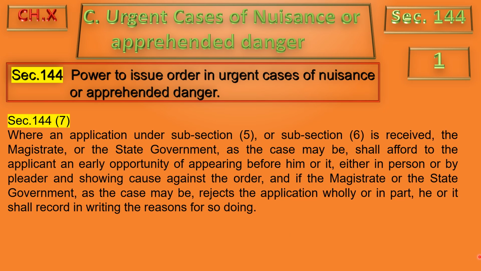Subsection 7 simply says the aggrieved person against whom the order has been made, if he approaches the court under subsection 5 or under subsection 6, will be given the earliest opportunity of hearing. On the other hand, if his application is rejected wholly or in part, either by the state government or the magistrate, they will give in writing the reasons for rejecting his application.